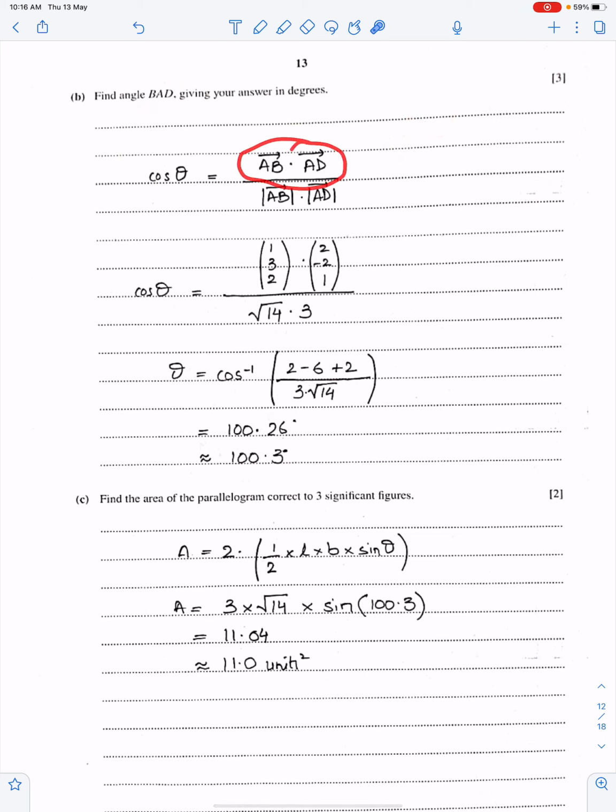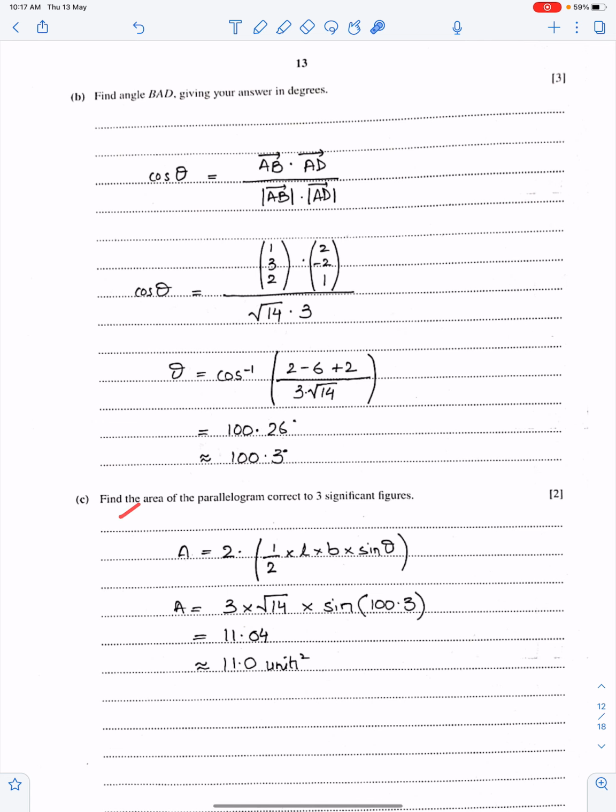Take the dot product of these 2 vectors carefully. The dot product is I guess -6, and their magnitudes are here. The angle is 100.3. Make sure you give your answer up to 1 decimal place.